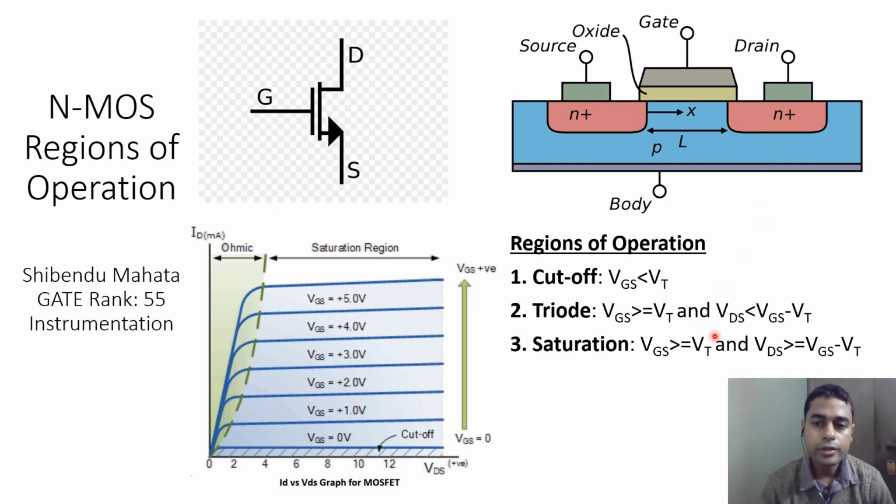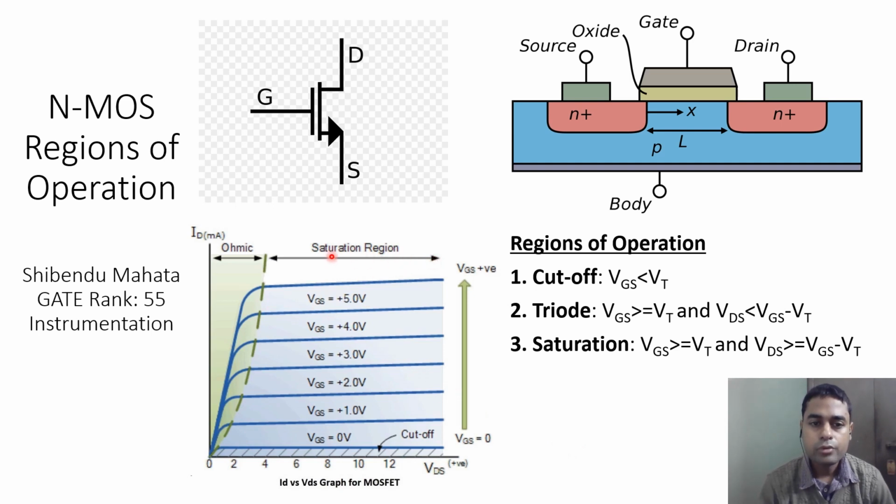But the other condition is that the drain to source voltage should be restricted to a value which is smaller than VGS minus VT. So whatever these points are, these are always equal to VGS minus VT. So for instance, this point will be 1 volt minus VT, this point will be 2 volt minus VT, and so on.